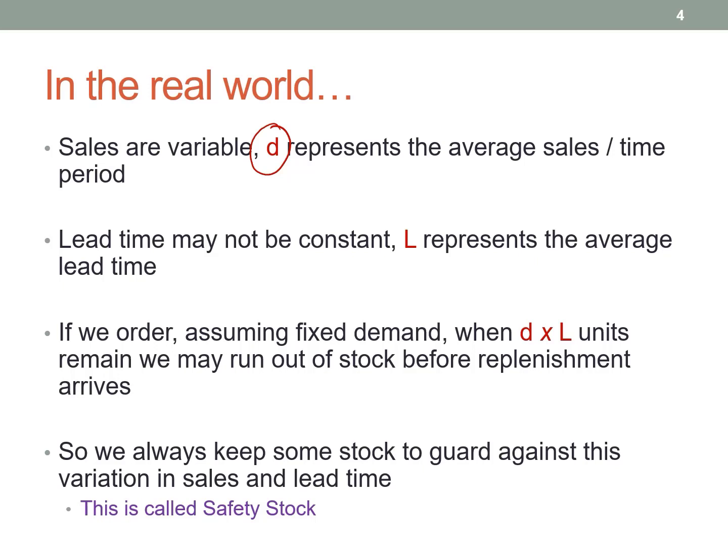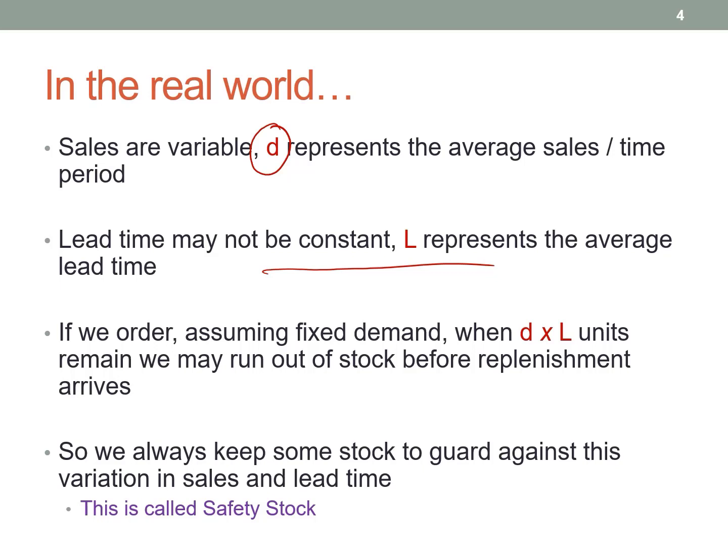The lead time also may not be constant. In busy season, the supplier might be too busy, and he or she might take more than 3 days to fulfill the order, right? And so L, the lead time, usually represents the average lead time. If they say L is 10, that means 10 days. On average, it takes us 10 days. It might take more or less on a specific order.